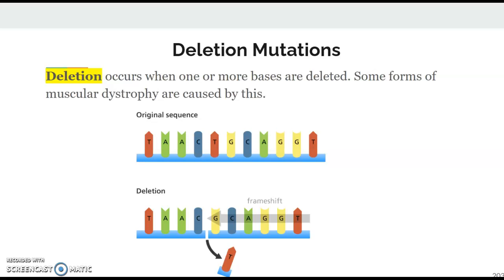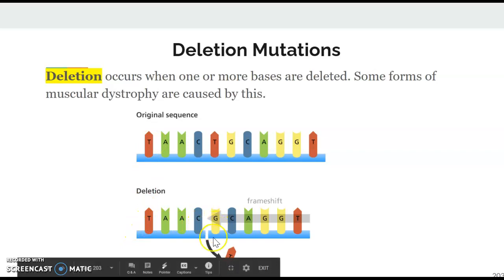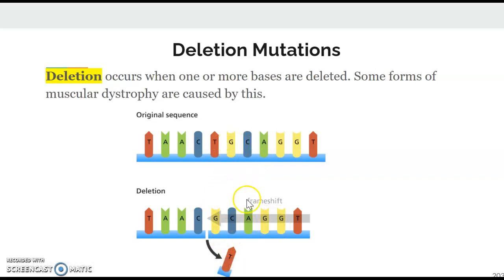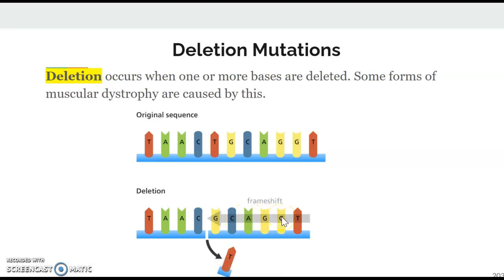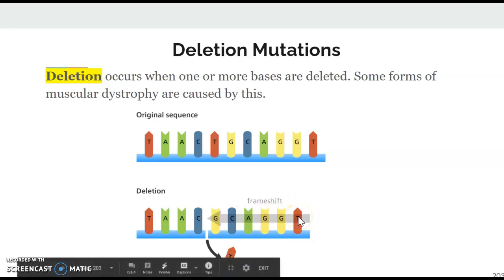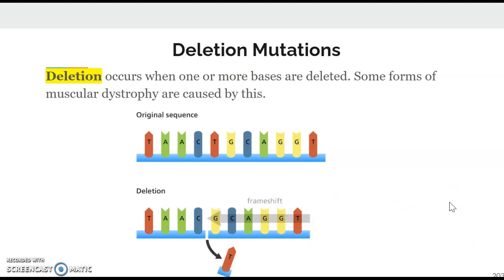A deletion is literally just the opposite. It occurs when one or more bases are deleted. Some forms of muscular dystrophy are caused by this. So here's the original sequence, and you're going, you're going. Whoops, we lost this T that was right here. So now the whole frame shifts. So instead of having TAA, CTG, you're going to have TAA, TAA, CGC, and so on. Then you're going to have AGG, and then you're going to find out that, hey, that's an extra one there. So that's a deletion.